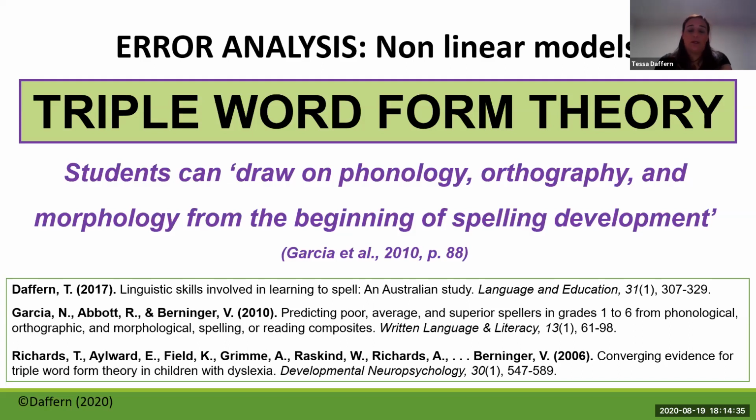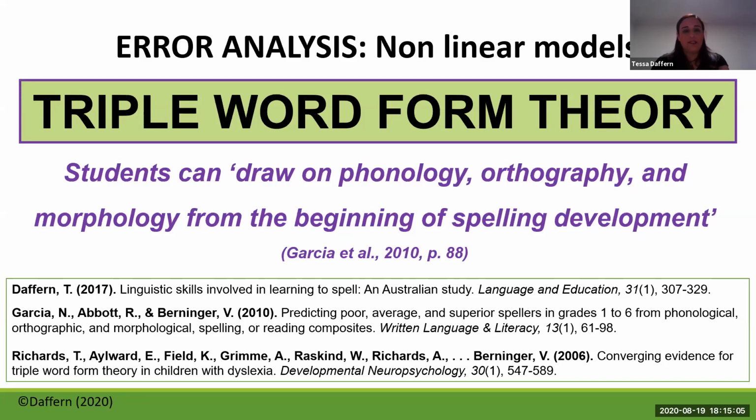Anyway, so this theory, triple word form theory, assumes that children are capable of developing phonological, orthographic and morphological skills in parallel rather than one after the other. And according to this particular theory, these word forms are involved in learning to spell from the early years of learning to write. But changes can occur in the ways in which these three linguistic word forms interact.